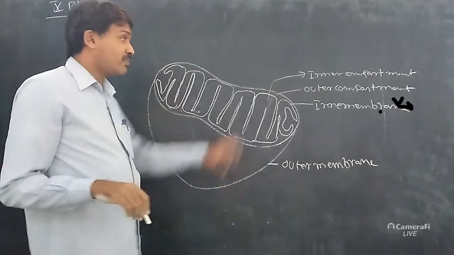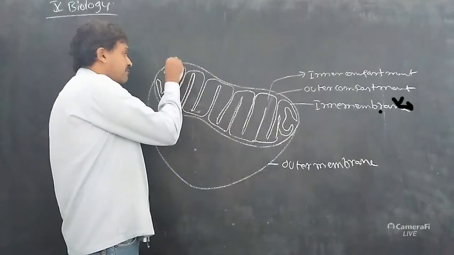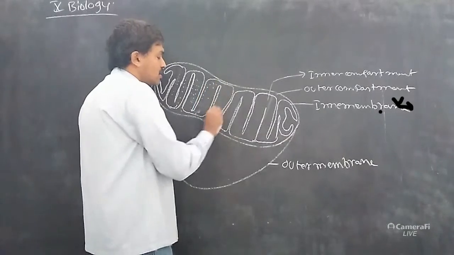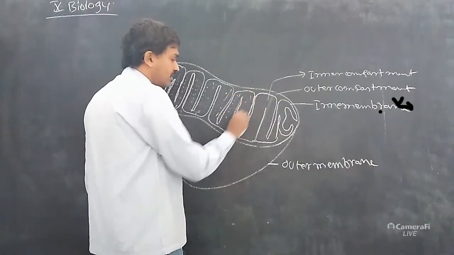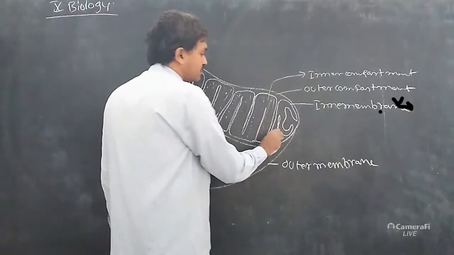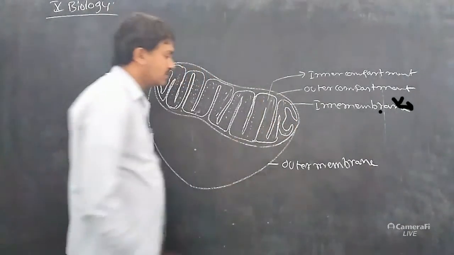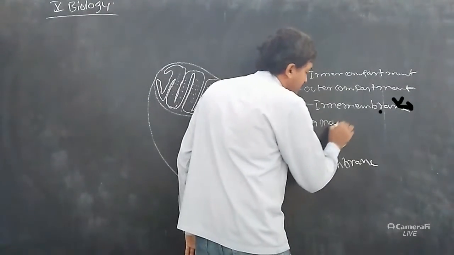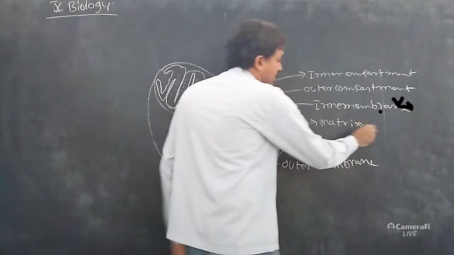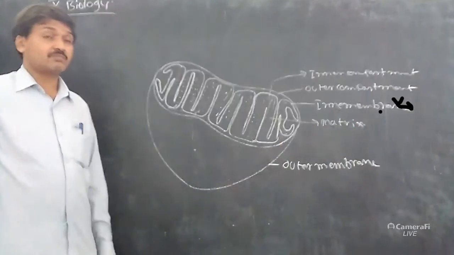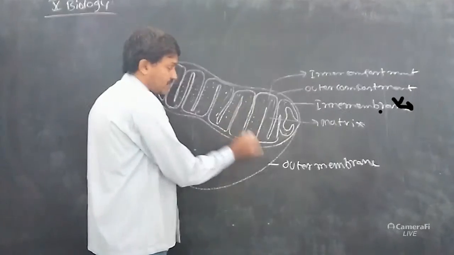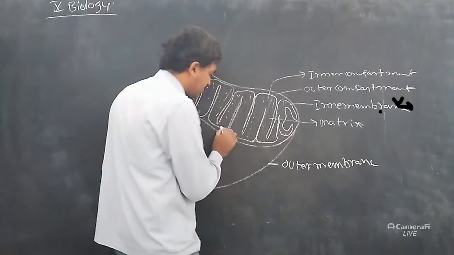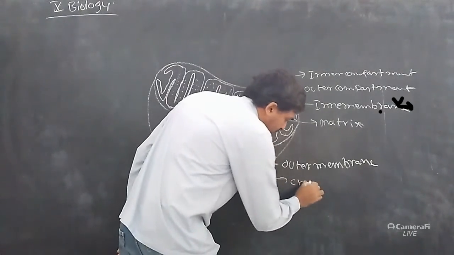Inside the inner membrane, the inner compartment is completely filled with a liquid portion. So this liquid portion of the mitochondria is called the matrix. The liquid portion which is present inside the inner membrane is called the matrix. Next step. These holes, what are these? These holes of the inner membrane are called cristae.